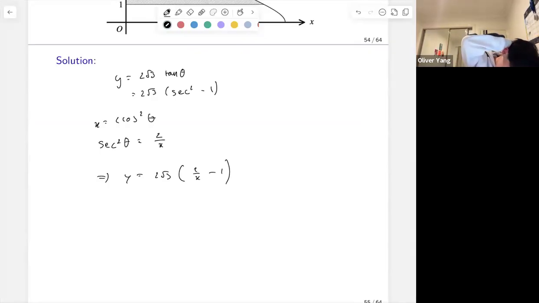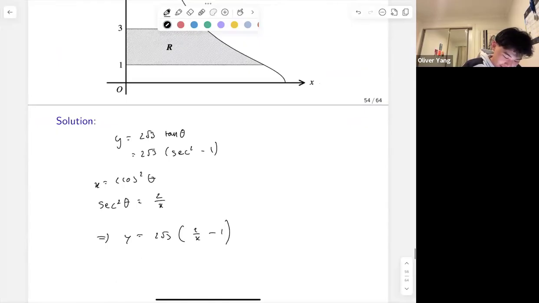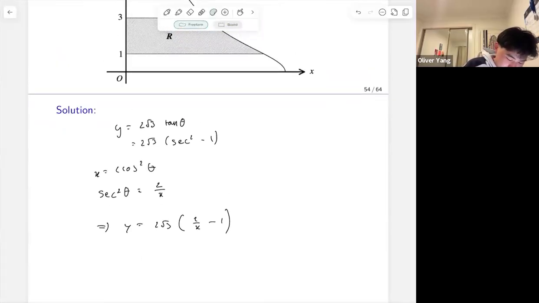Oh my God. Yes, we're supposed to. I forgot the square root. You're right, I can't do that immediately. I'm going to square the y first. So that's going to be 4 times 3, which is 12 tan squared theta. Okay, now I can do it. All right, so this is going to be 12 sec squared minus 1, right?